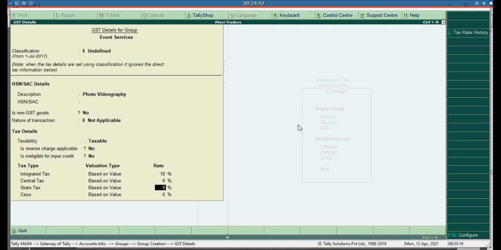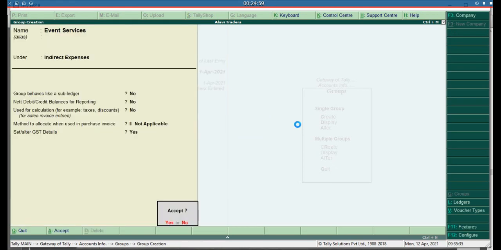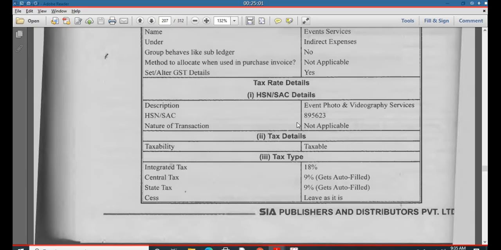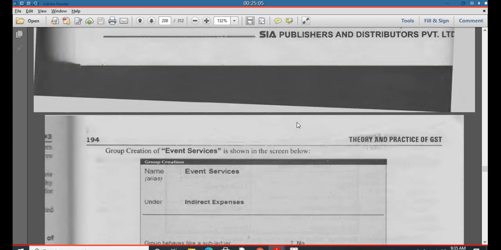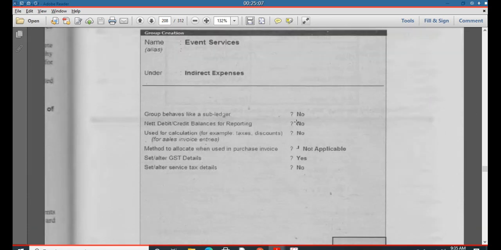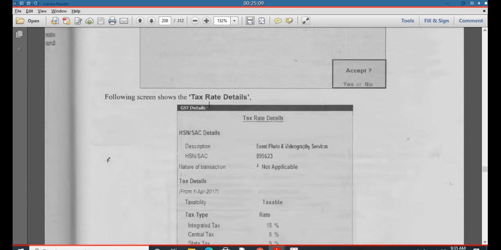So now what will happen at the time of group? If you select this group, automatically the tax will be calculated as 18%. Why? Because we have specified the tax details at the time of group creation. Okay, so it is at one level. Under this, whatever ledgers we create will be treated like that. So this is the event services group which is already created.